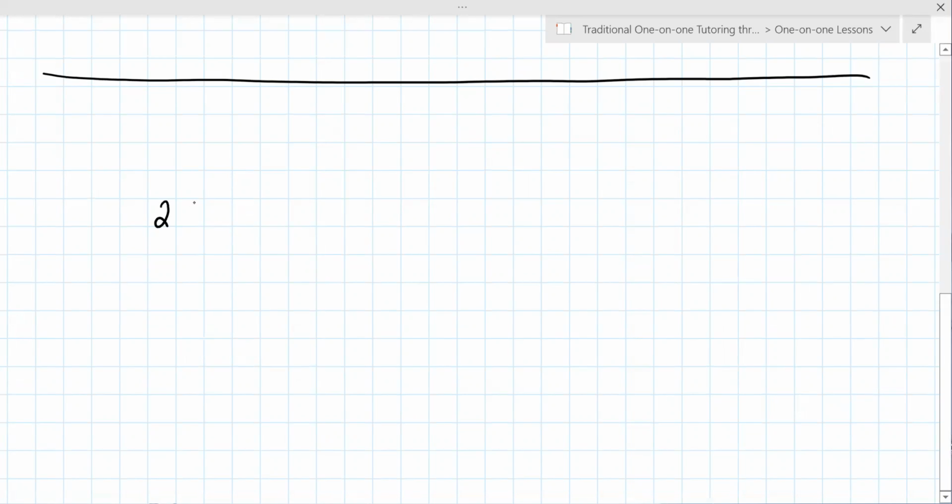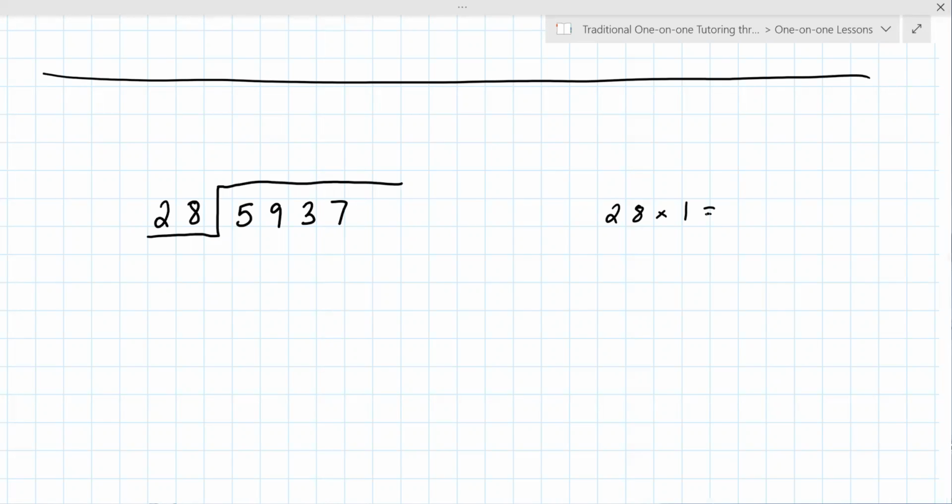Let's go 28 into 5,937. This is the type of question you just saw. So how many times does 28 go into 59? 3 times? Well, you don't guess. Probably the way I said that sounded like, hey, go ahead and guess. You do want to multiply.